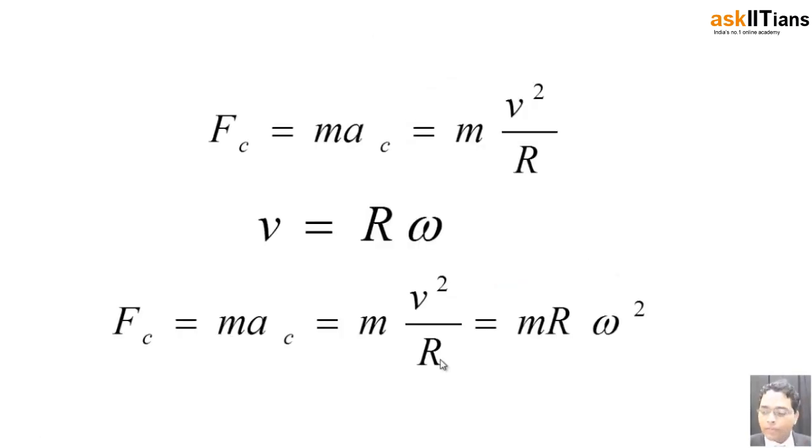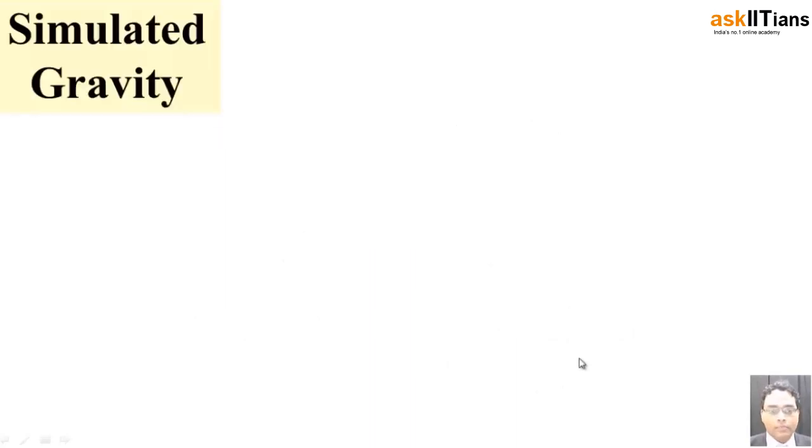As a result, we'll say that the centripetal force is given by mass into the acceleration. This is the centripetal acceleration which we have defined before. So this goes as m v square divided by r. This is the centripetal force that we get. Further, the velocity is given by r, the radius, times the angular velocity omega. If I replace v by this, I'll get m r omega square. That is going to be the value of the centripetal force.